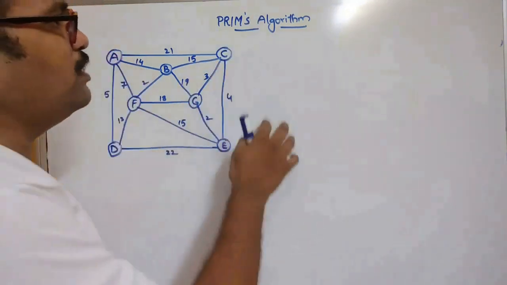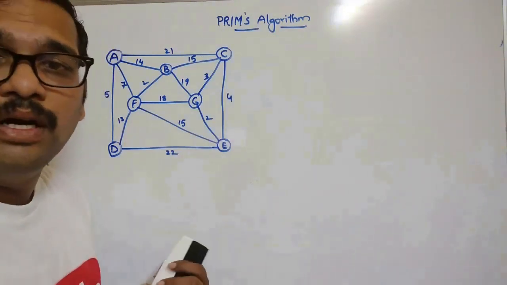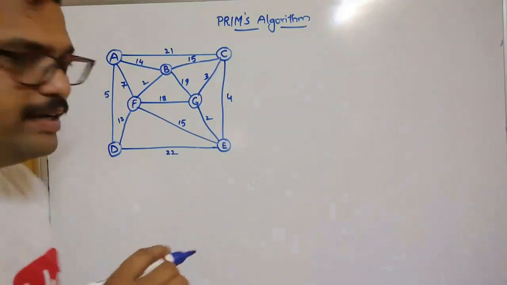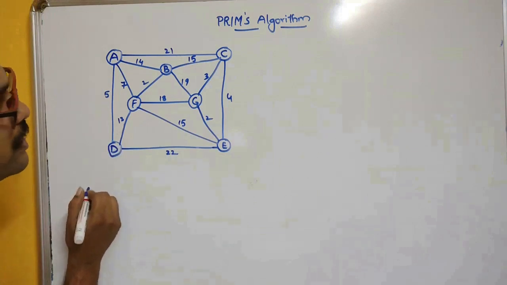So let's start with this one. This is Prim's algorithm. By using Prim's algorithm, we are going to find the minimum cost spanning tree. So first we need to consider any vertex, right? So the first step I will go with here.